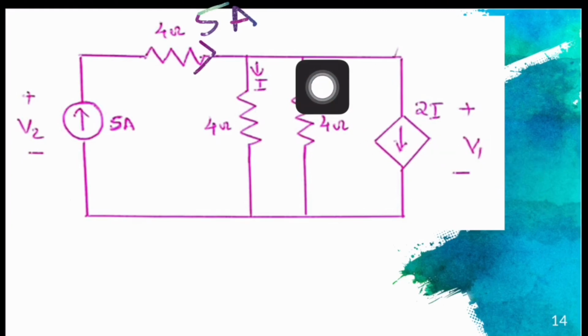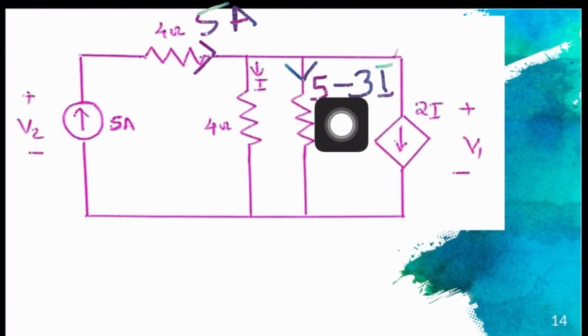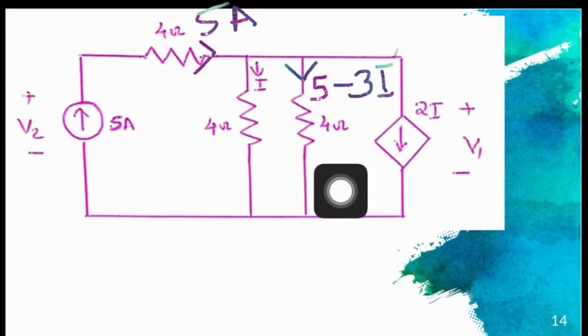Now you look at this node. At this node we have 4 branch currents. By KCL, sum of currents entering this node should be equal to sum of currents leaving this node. To satisfy this condition, current through this 4 ohm resistor should be 5 minus 3I in downward direction. Now you focus on these two 4 ohm resistors. They are connected in parallel. Hence the voltage drop across them should be the same.